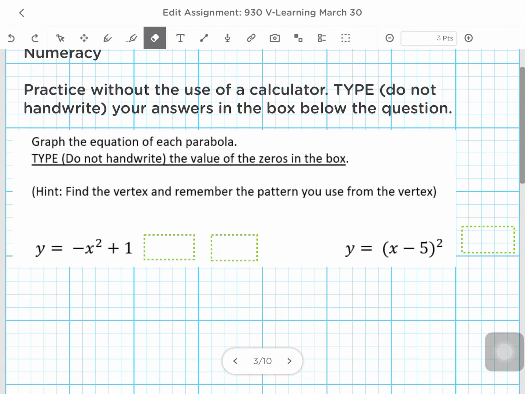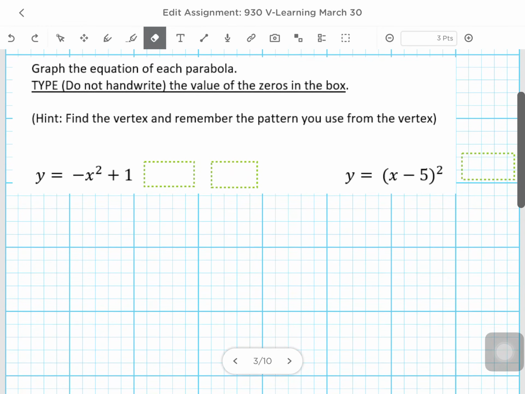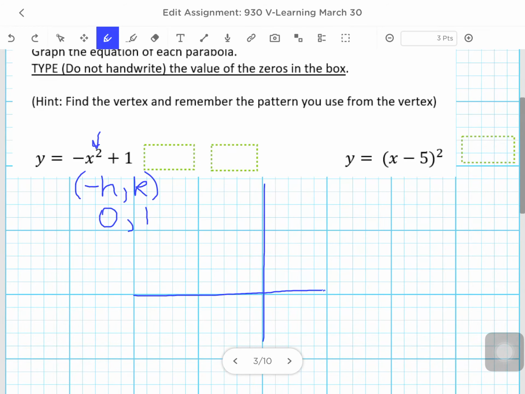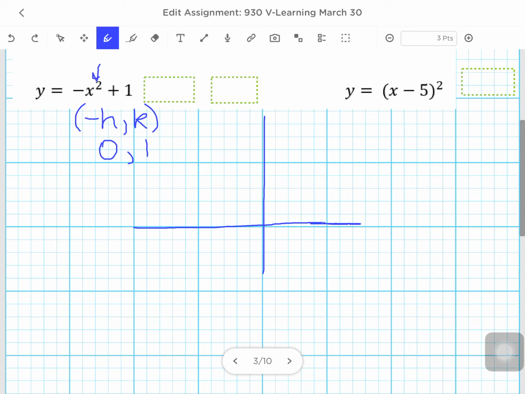So remember that when you are graphing a parabola, the first thing you need to do is find the vertex. If you remember your vertex value, it's the opposite of h, and then the k value that's on the outside of the quantity that's being squared. If I look at this, there is no h value in here, so we're going to assume it's 0. And then the k value is 1. So I'm going to sketch out a little graph here, and I'm going to put my vertex at (0, 1). So (0, 1) is right there.